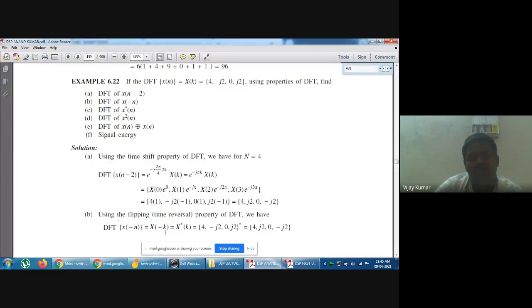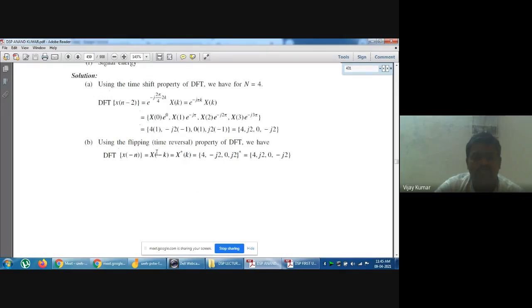X of minus k, how do you compute? X of minus k is also equal to X of N minus k, or X star of k. Anything you can use. So write the X of k sequence: 4, minus 2j, 0, 2j. Apply conjugate. For real values, the values remain the same. For complex values, minus will become plus, plus will become minus. So 4 will be 4, minus 2j will be plus 2j, 0 will be 0, plus 2j will become minus 2j. This is an application of the time reversal or flipping property of DFT.